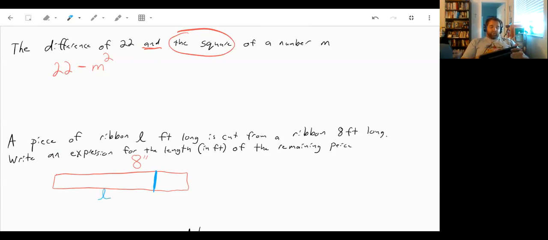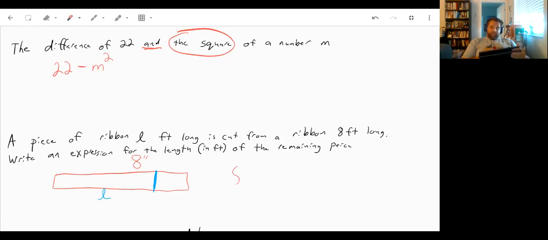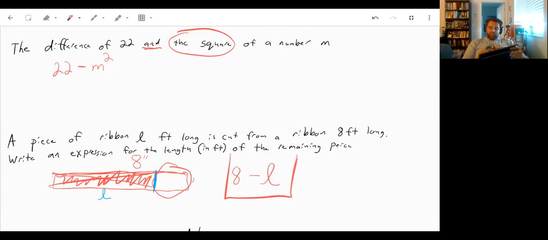So what we then have to do is write an expression for the length in feet of the remaining piece. Well, this started as being 8 feet long for this entire length, but now we go and we take back this portion. So it's going to be 8 minus that portion, L. And once we get rid of that, all that's left is this little bit left. So this here would be an expression, 8 minus L, for that remaining piece.